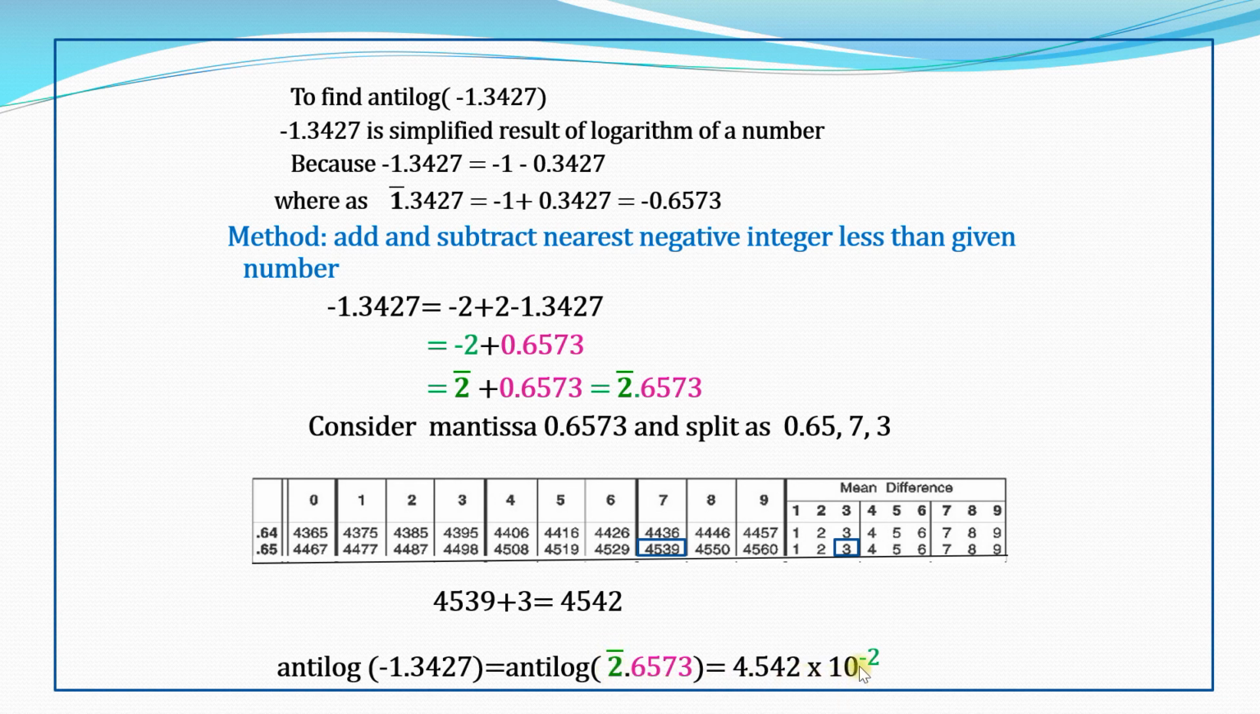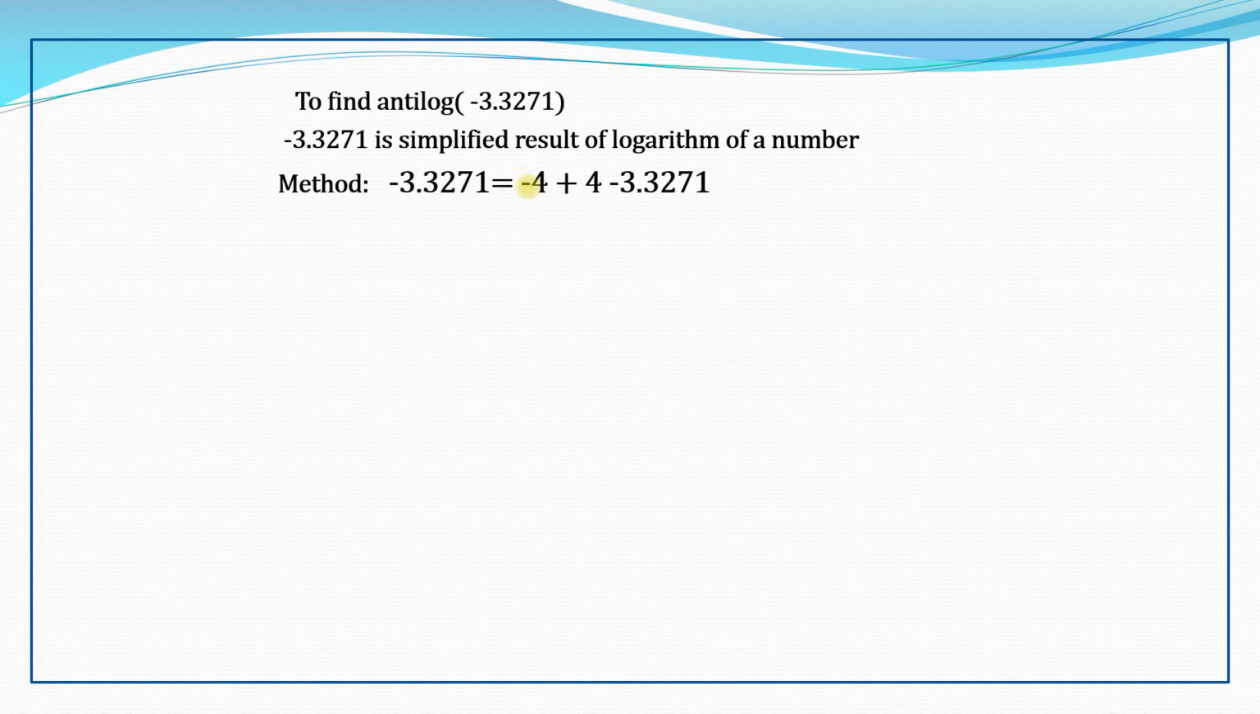Now let's take one more similar type of number. So antilog of minus 3.3271. So as I said, this is the simplified result of logarithm of a number. So that we have to find. Now what we have to do is we have to add and subtract the nearest negative integer less than this. So what is that? It is nothing but minus 4, because this is minus 3.3 something, minus 3.3271. So less than that is minus 4.